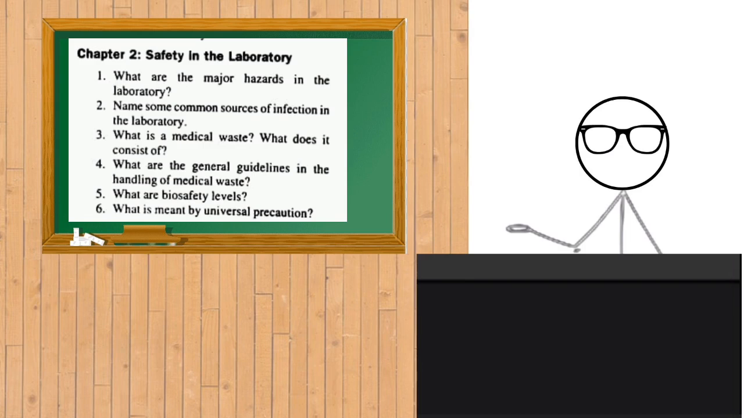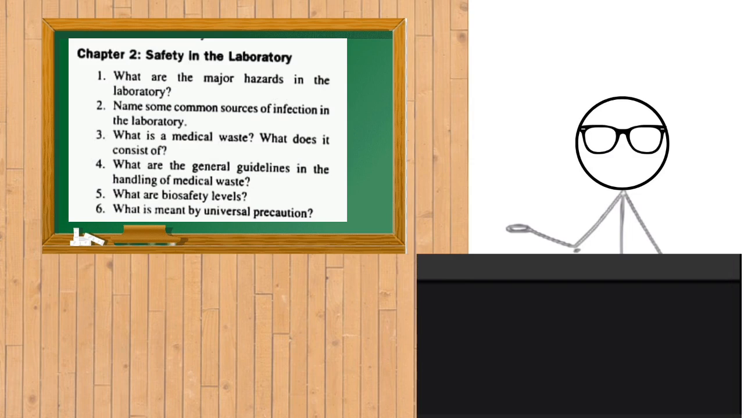Level three is required for laboratories that work with agents that cause serious or fatal diseases. These diseases include Mycobacterium tuberculosis, the infectious agent for tuberculosis, HIV, and so on. So if you are working with these infectious agents, you have to have a minimum of biosafety level 3.